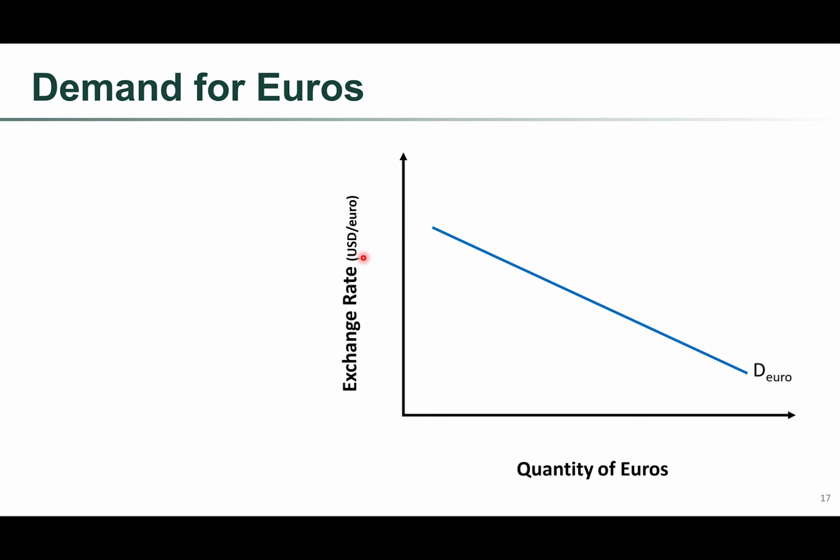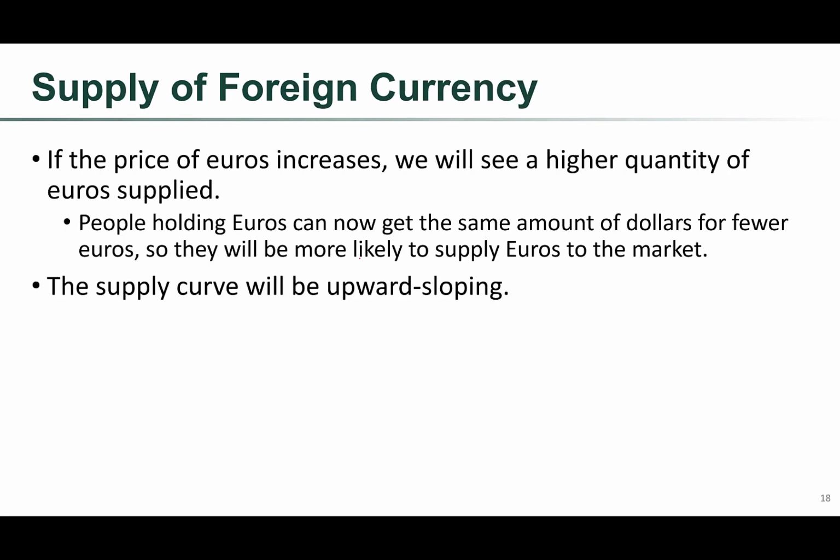Okay, now let's think about supply. If the price of euros increases, we will see a higher quantity of euros supplied. So now we're going to be thinking of the people supplying euros. The people who supply euros are the ones who are paid in euros. If they were going on the currency exchange market, they're going to be the ones getting rid of their euros. That's going to be people in the Eurozone.